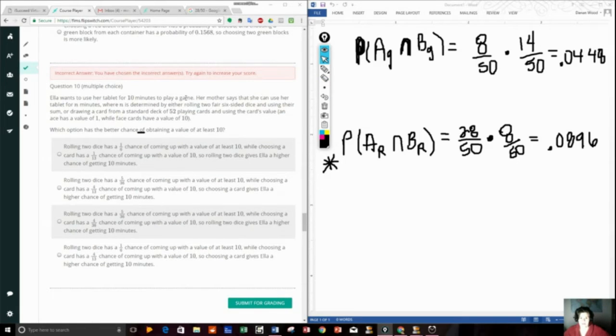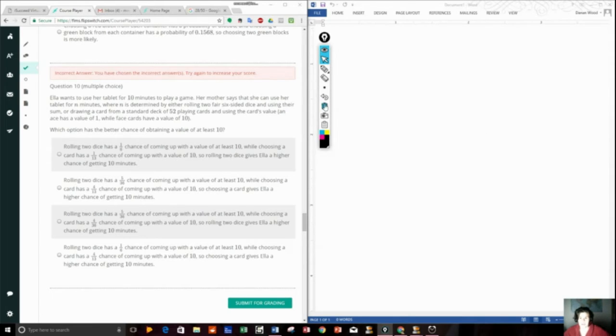Alright, so question 10. Ella wants to use her tablet for 10 minutes to play a game. Her mother says that she can use her tablet for n minutes, where n is determined by either rolling 2 fair 6-sided dice and using their sum, or drawing a card from a standard deck of 52 playing cards and using the card's value. An ace has a value of 1 and the face cards have a value of 10. Which option has a better chance of obtaining the value of at least 10?